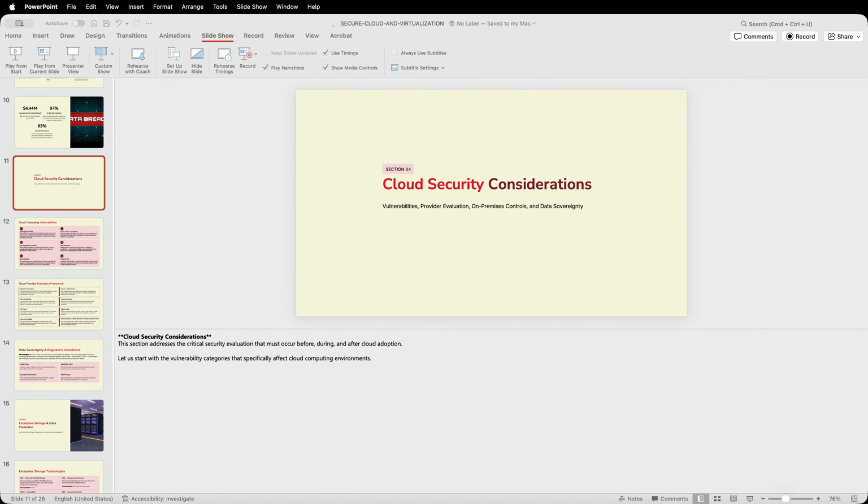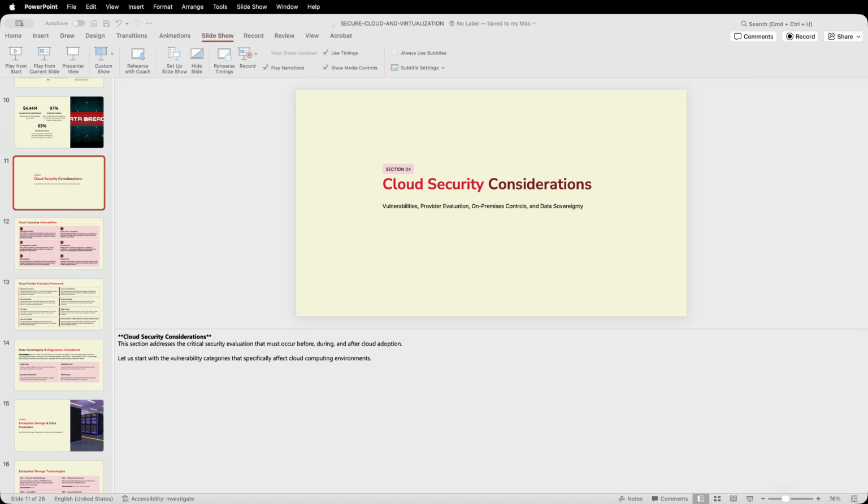Part 2 contains 4 sections. Okay, now they all focus on the security critical topics here. We will start first with the cloud security consideration. We're going to talk about vulnerabilities, provider evaluation, on-premises controls, and data sovereignty.